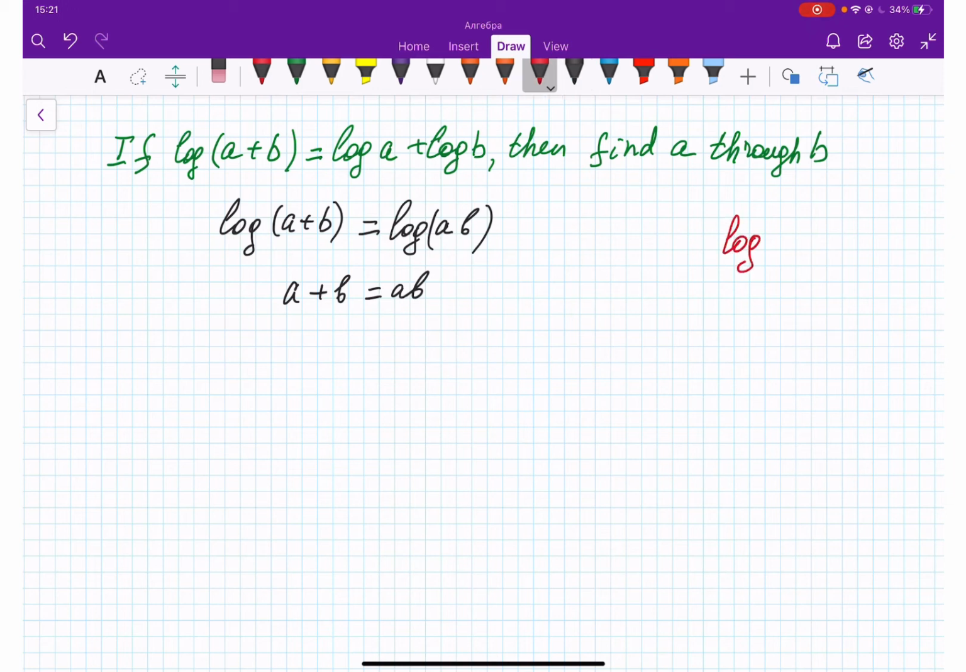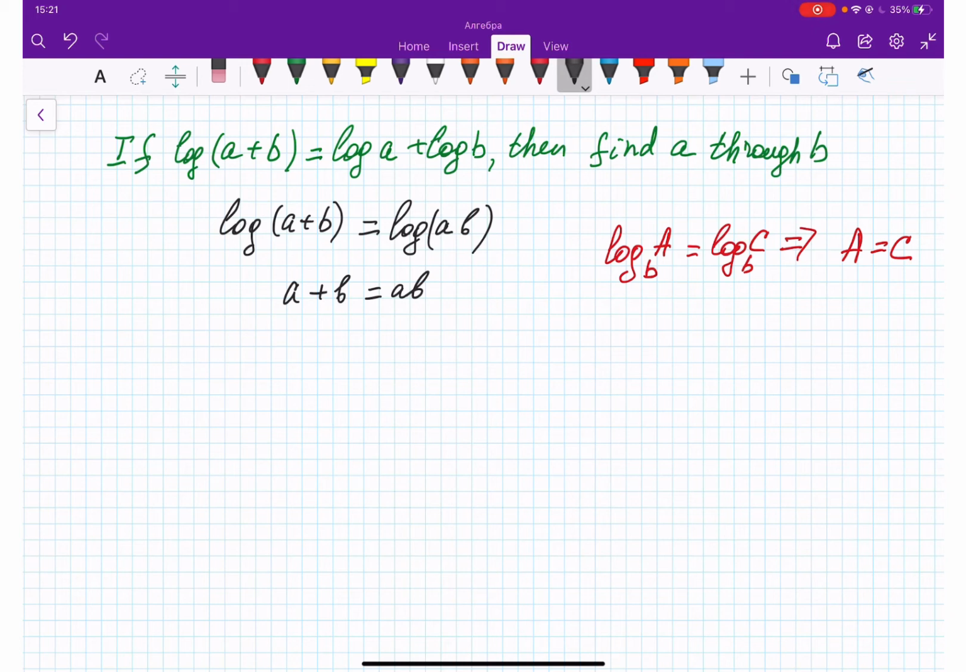If logarithm a by base b, let's say, equals logarithm c by base b, the base is the same, right? 10 and 10. Then, hence, a is equal to c. This symbol means hence. Okay, then a is equal to b. The same way we are writing down a plus b is equal to ab.